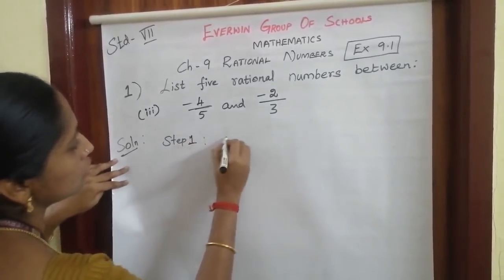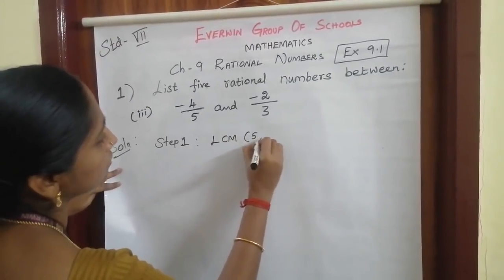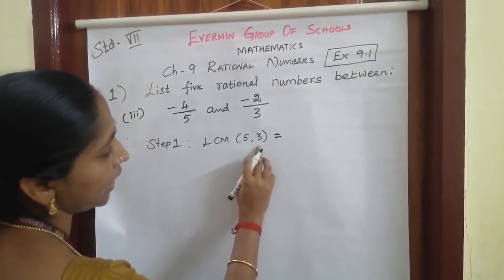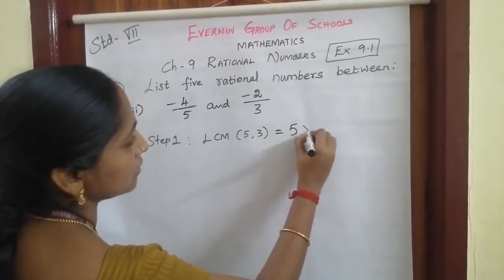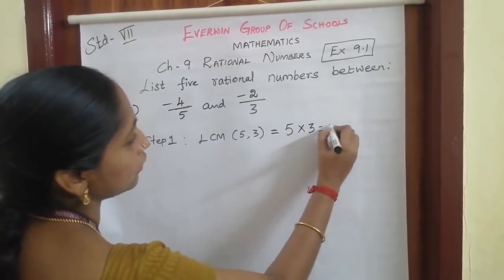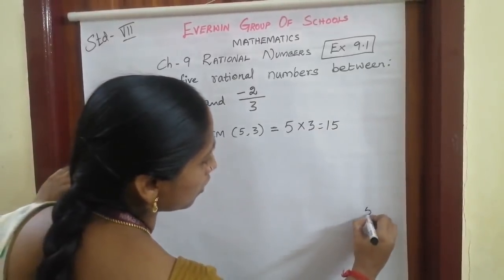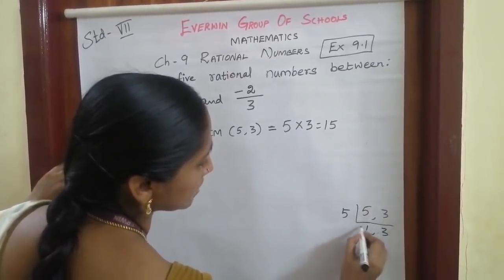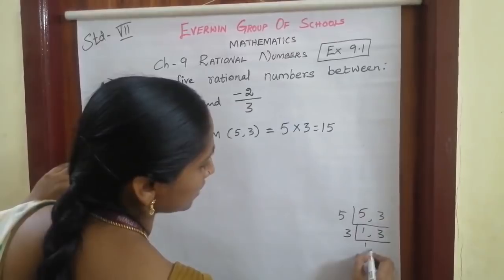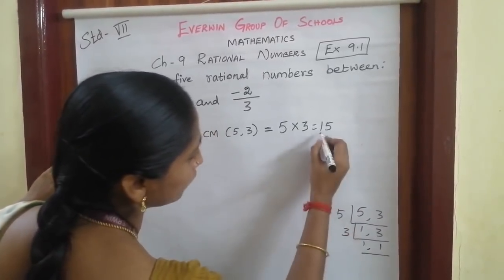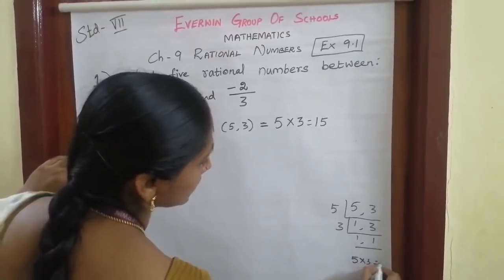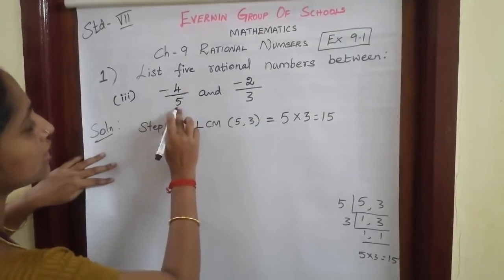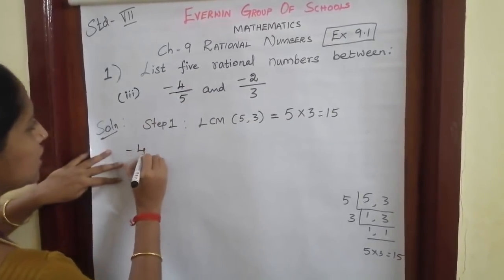Step 1. LCM of 5 and 3. There is no common factor for 5 and 3. Hence we can multiply directly. 5 into 3, 15. If I see here also 5, 3: 5 table, 1, 3 as such, 3 table, 1, 1. So 5 into 3, 15. LCM is 15. Next step. Next, we are going to convert the denominator into 15. Minus 4 by 5.